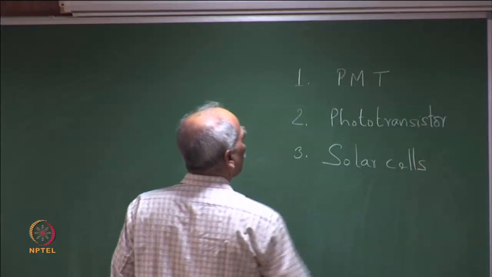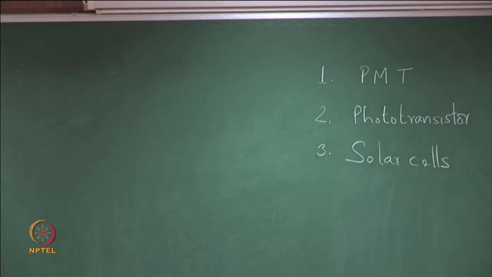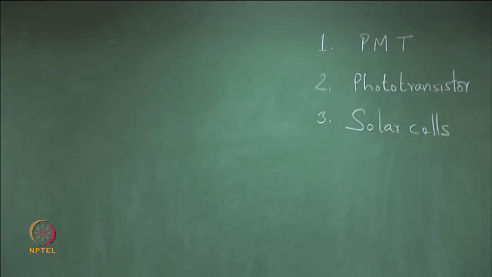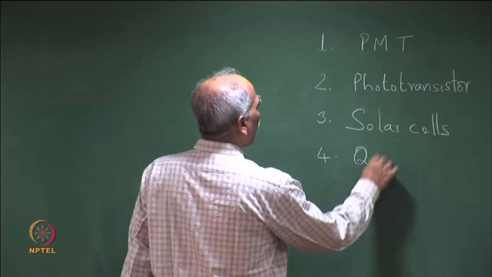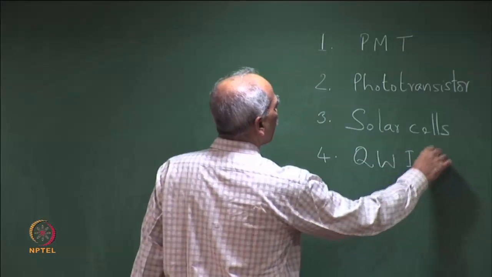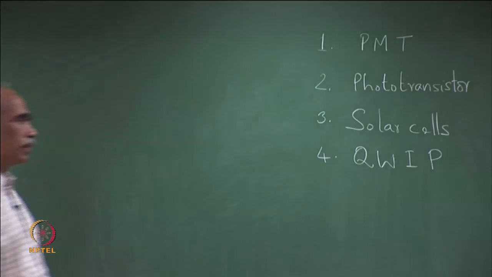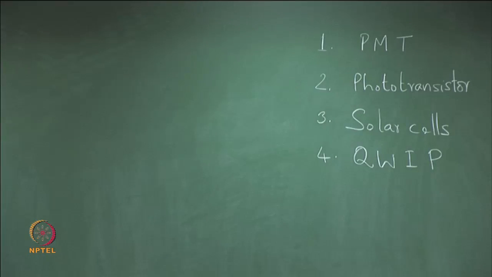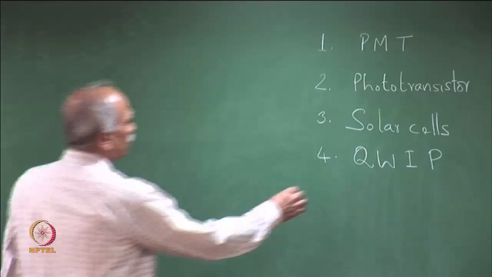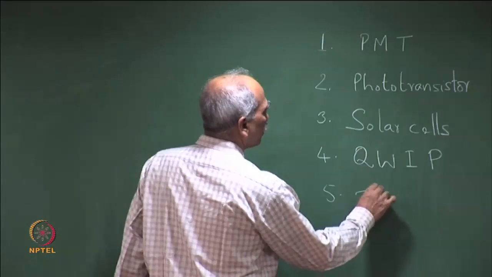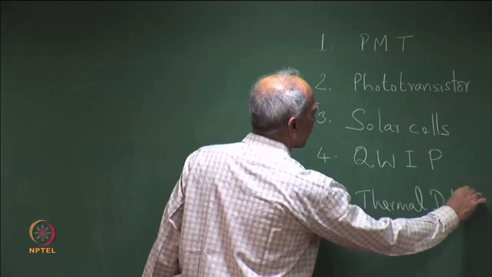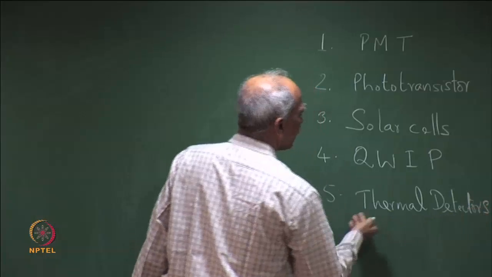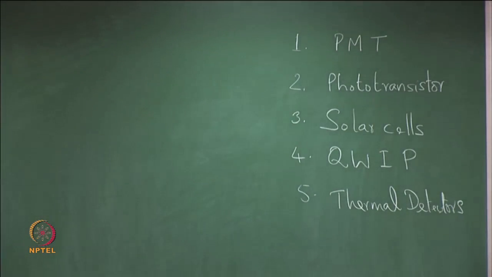We discuss solar cells because it is basically a photodetector which is operated in the photovoltaic mode of operation, as we will see. Then we will briefly touch upon quantum well infrared photodetectors, QWIP, and if time permits we will also discuss a little bit about thermal detectors. These are basically a class of detectors, thermal detectors.